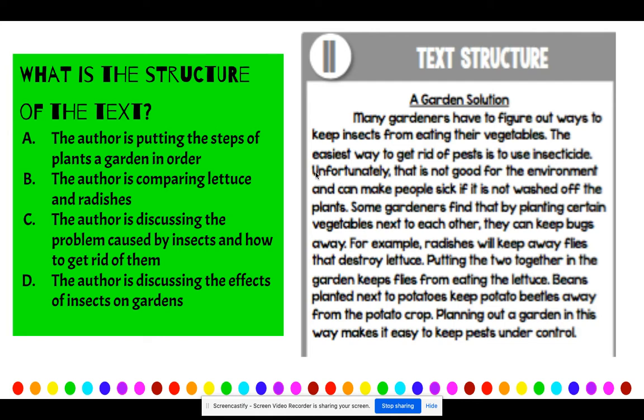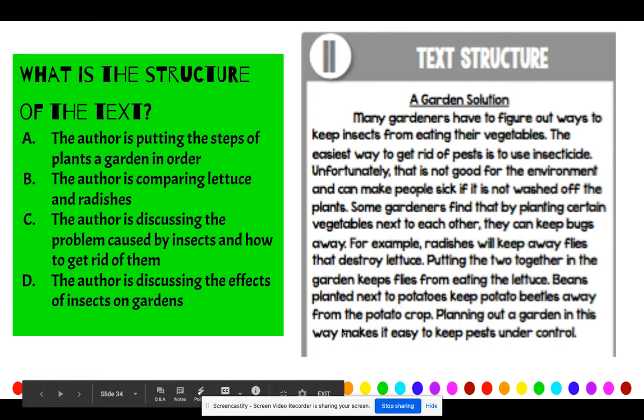Unfortunately, when something is unfortunate, that means it's bad, right? That's a problem. Unfortunately, that is not good for the environment, and it can make people sick if it's not washed off plants. Some gardeners find that by planting certain vegetables next to each other, they can keep bugs away. For example, radishes will keep away flies that destroy lettuce. Putting the two together in the garden keeps flies from eating the lettuce. Beans planted next to potatoes keep potato beetles away from the potato crop. Planning out a garden in this way makes it easy to keep pests under control.